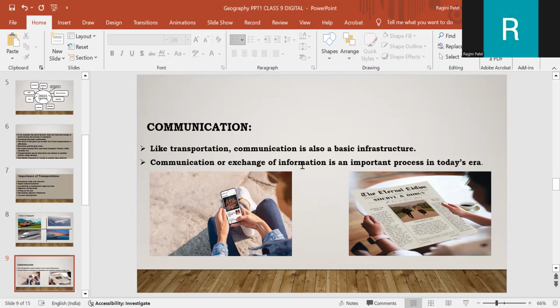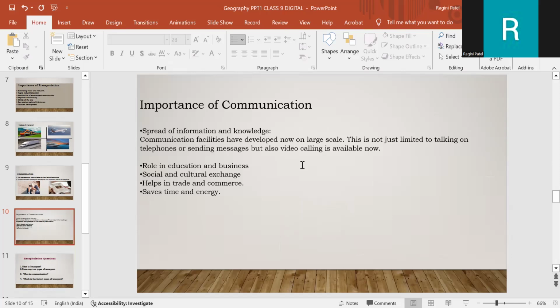Importance of communication. Spread of information and knowledge. Communication facilities have developed on a large scale. This is not just limited to talking on telephone or sending messages, but also video calling is available now. Role in education, in business, social cultural interaction, health, in trade and commerce, saving time and energy.